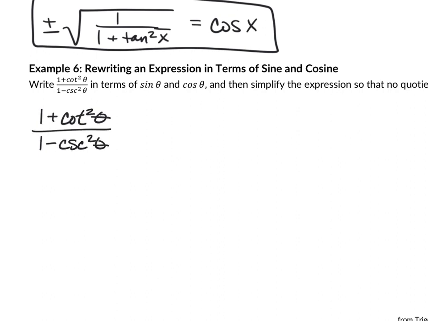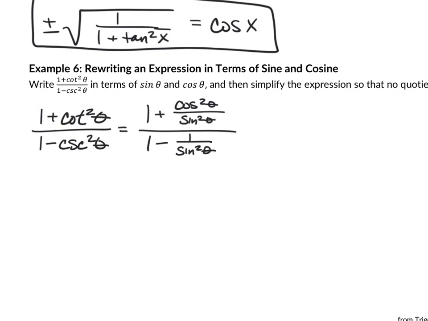It says first to write it in terms of sine and cosine. Let's go ahead and do that. So to write it in terms of sine and cosine first, I'm just going to use the quotient identity on the top, cosine squared of theta over sine squared of theta. And I'm going to use the reciprocal identity on the bottom, 1 over sine squared of theta. I have written it in terms of sine and cosine, check.